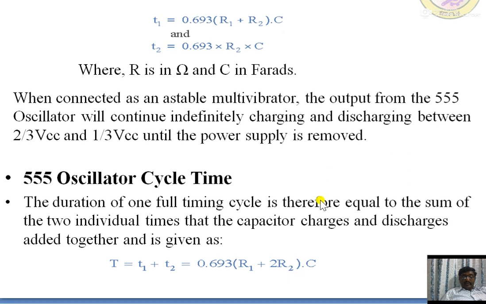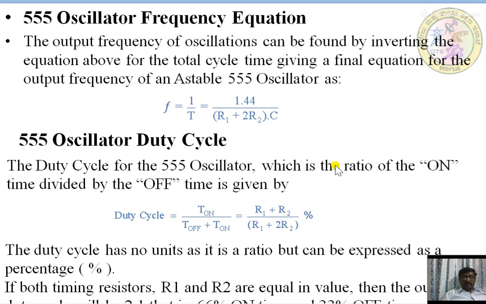Next, the cycle time of the 555 oscillator is given by the formula T equal to T1 plus T2, that is T on plus T off, which is 0.693 (R1 plus 2 R2) into C. So for the charging time, T1 is 0.693 (R1 plus R2) into C. For T2 it is 0.693 into R2 into C, and the total time T is T1 plus T2. So the formula is 0.693 (R1 plus 2 R2) into C.